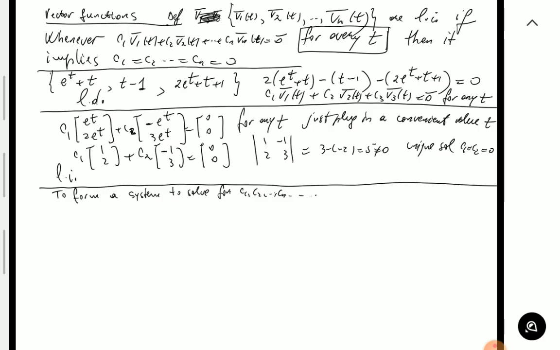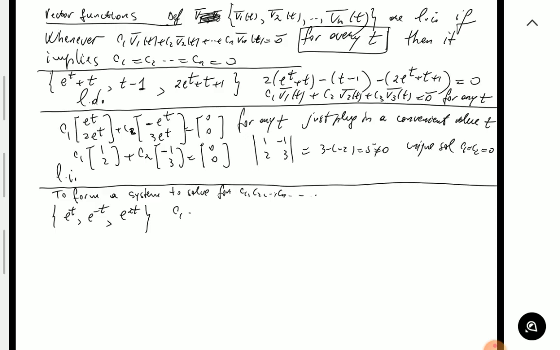So in this case we just plugged in one value for t, and then we had our system to solve for C1 and C2. What if you don't have enough equations? Well, just plug in extra values for t until you end up with the system that you need to solve for. So for example, let's check to see if the functions e to the t, e to the minus t, e to the 2t form a linearly independent set.